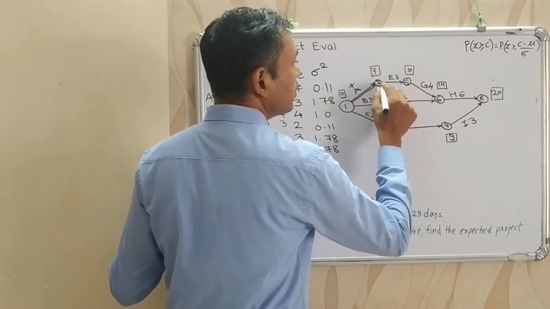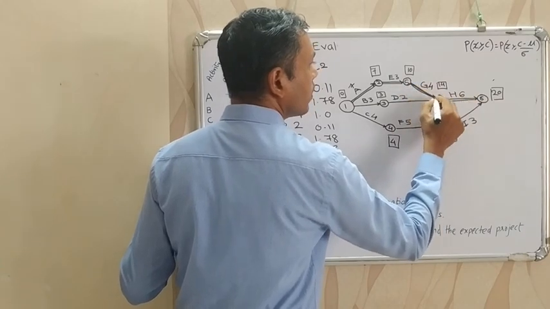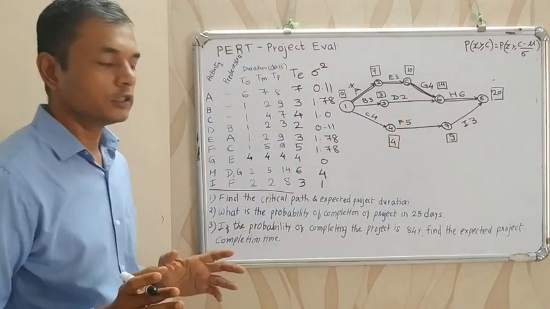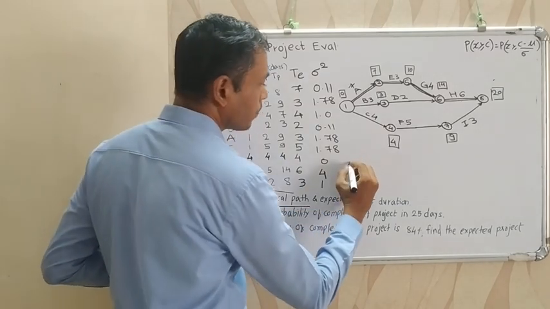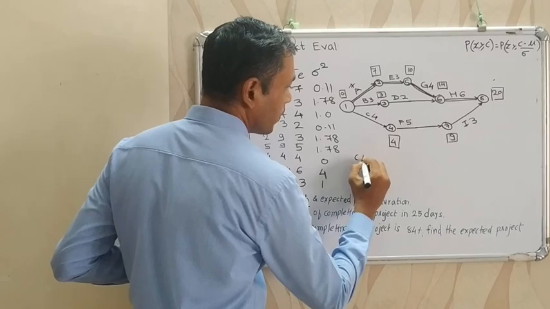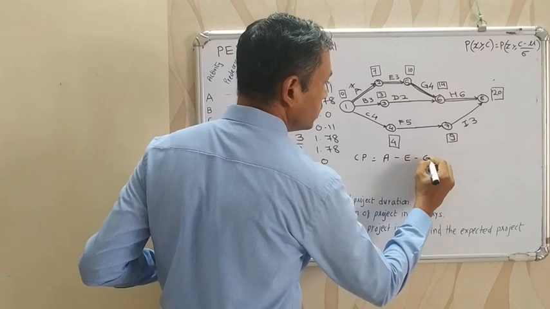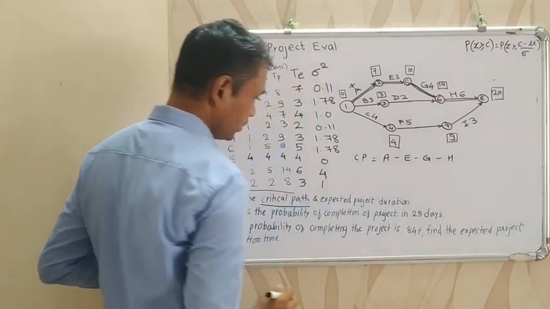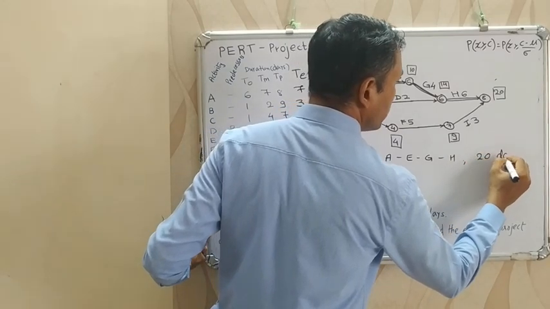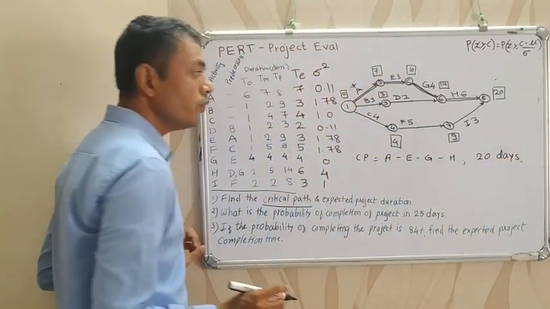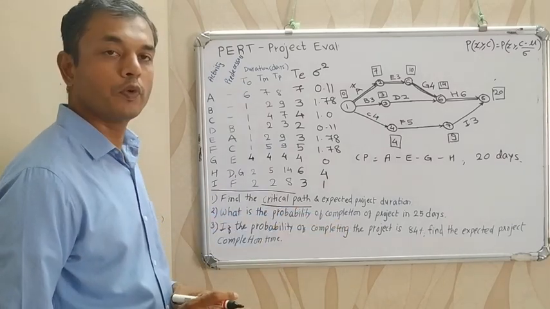So here is the critical path: A, E, G, H. The question is to find the critical path. So the critical path CP is equal to A, E, G, H. Expected project duration is 20 days. Now we have to calculate the standard deviation for calculating the probability of completion of the project.